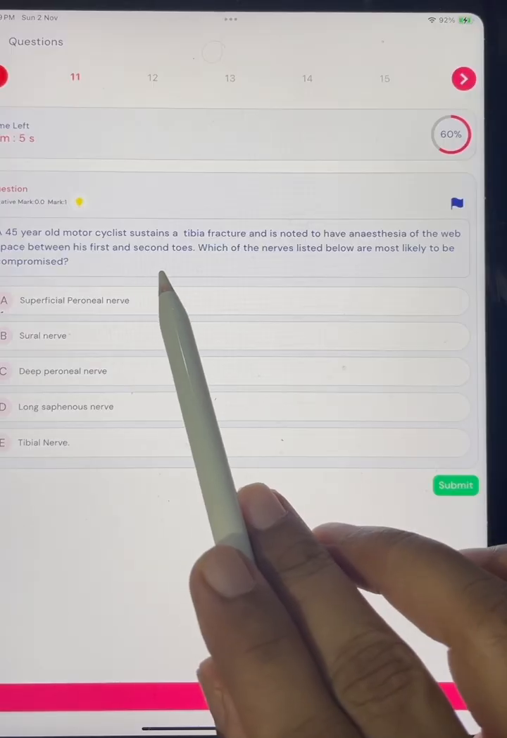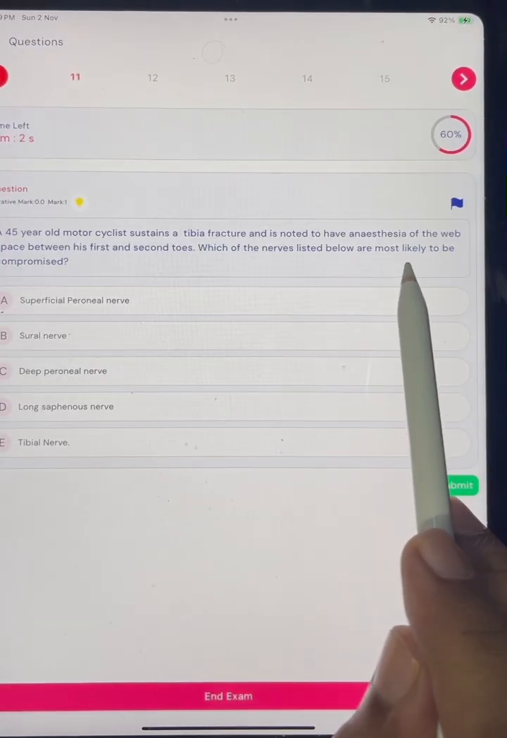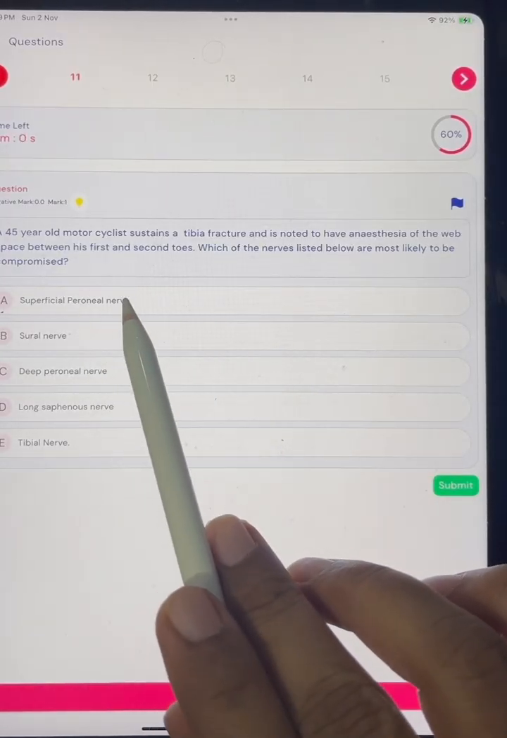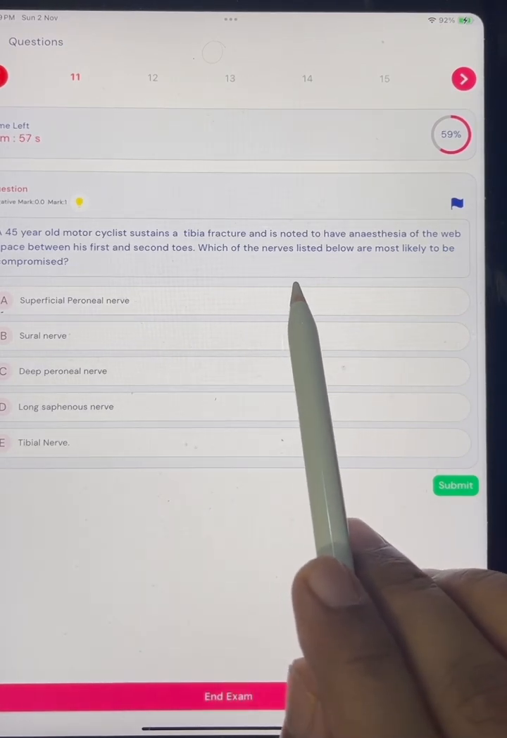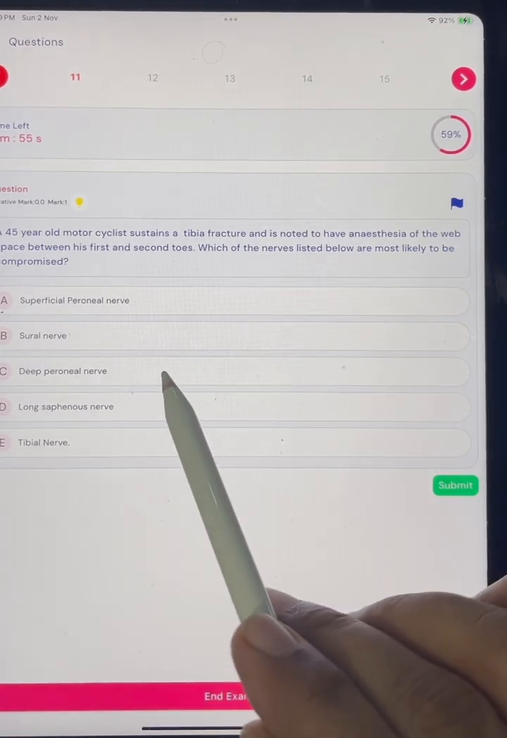A 45-year-old motorcyclist sustains a tibial fracture and is noted to have anesthesia of the web space between the first and second toes. This is the deep peroneal nerve. Which of the nerves listed below is most likely to be compromised? Deep peroneal.